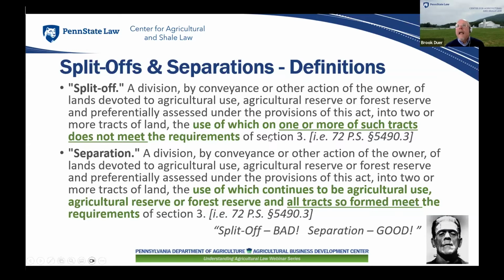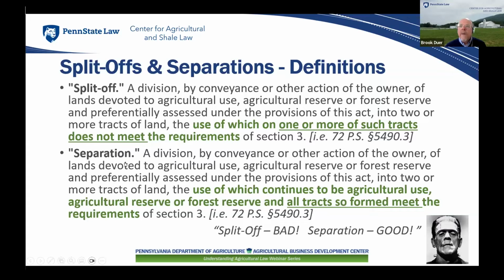So you may have conveyed into 3 parcels, and maybe 2 of them are fine, but one of them is less than 10 acres. That's going to be a split-off, and that's an impermissible split-off in the sense that that will result in a rollback. So that's why we say split-offs are bad.